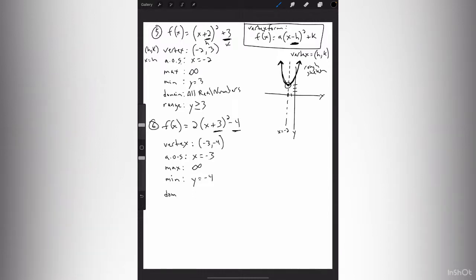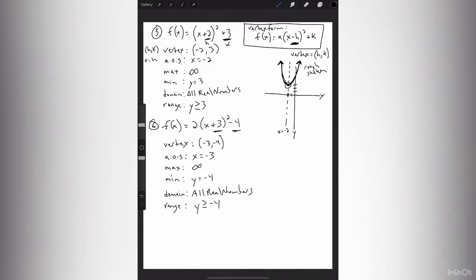My domain, there's no restriction on this, so my domain is going to be all real numbers, all right? And then my range is going to be, if I'm looking at my y values, all y values that are greater than or equal to -4.